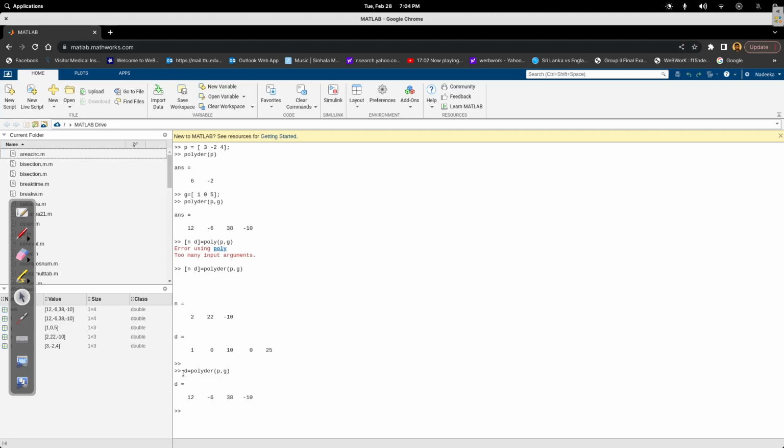So if I even give d equal to this, I get the product rule.